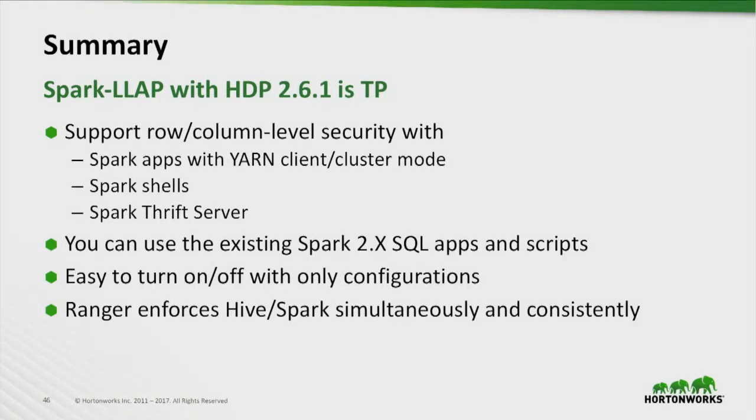And this is the summary. Spark LLAP with HDP 2.6.1 is a technical preview. It supports row and column level security with Spark apps, Spark shell, and Spark Thrift Server. For your Spark environment, you can use this without changing the code. The configuration is also not much; eventually, turning it on and off is done by one configuration. Also, Ranger controls Hive and Spark 1.6 and 2.1 simultaneously and consistently. So if you already use Ranger and Hive security, then there is no need to add more security policy. Just use that.